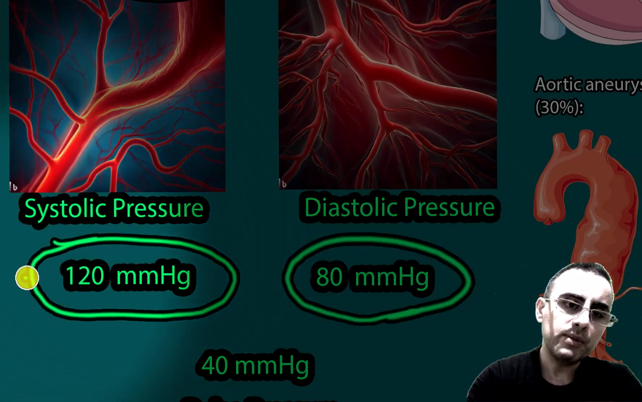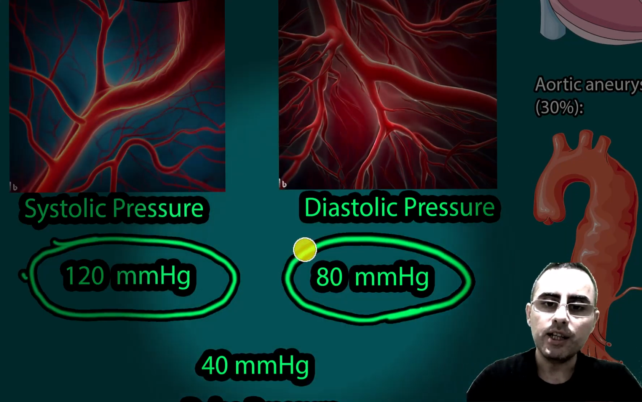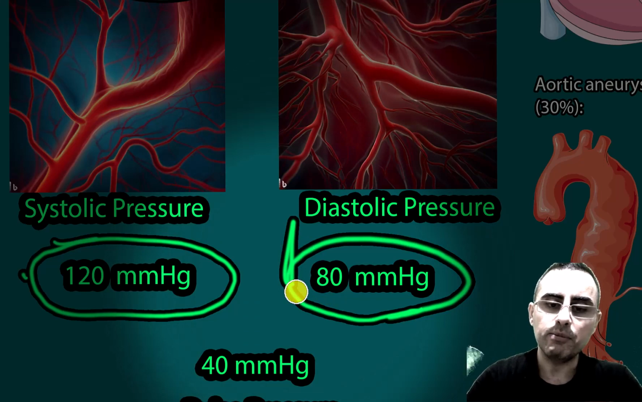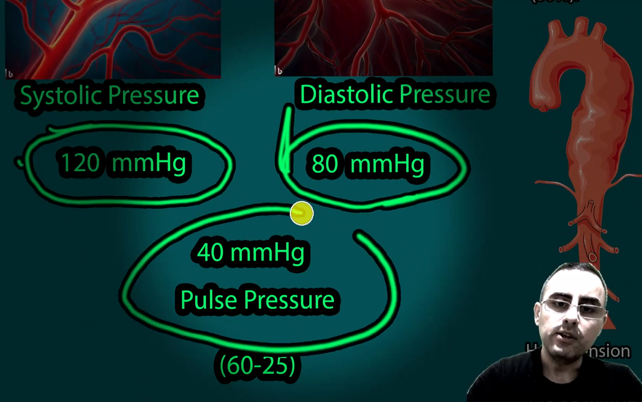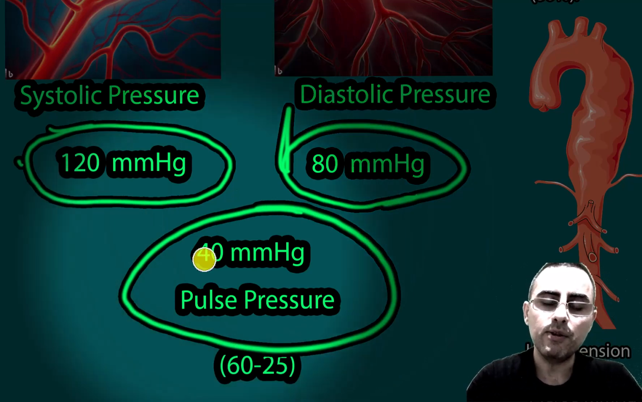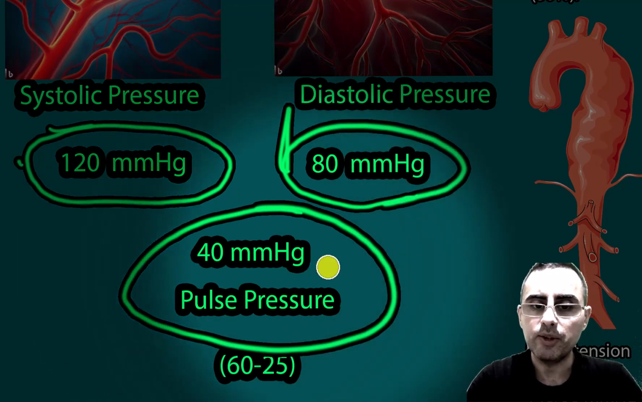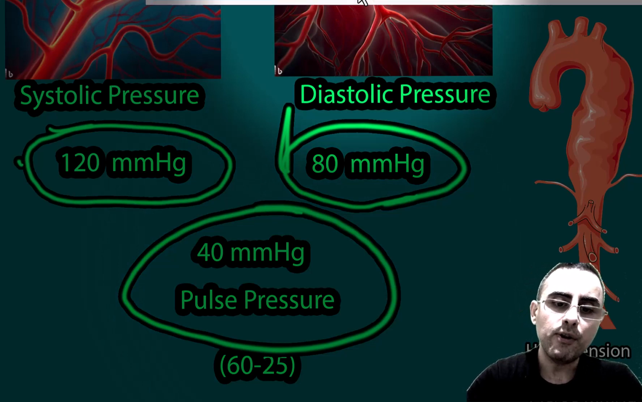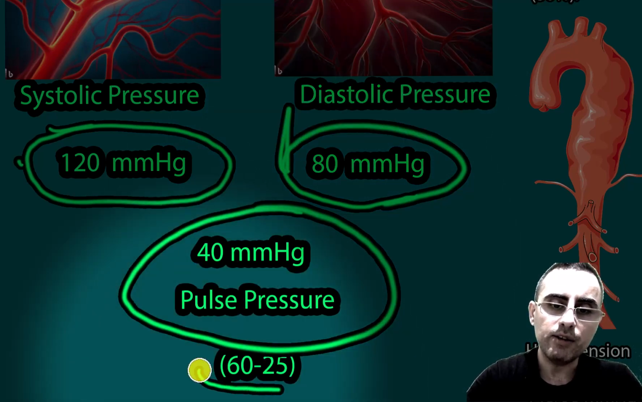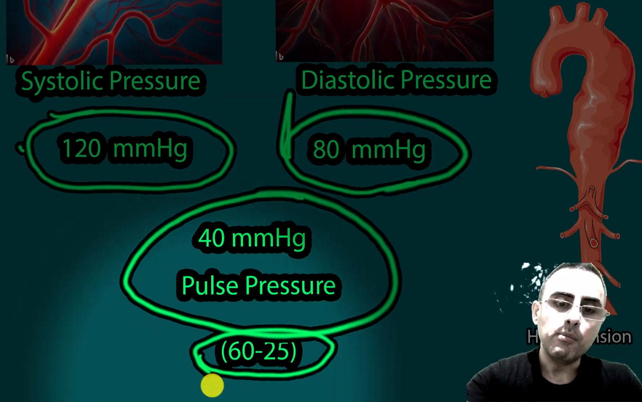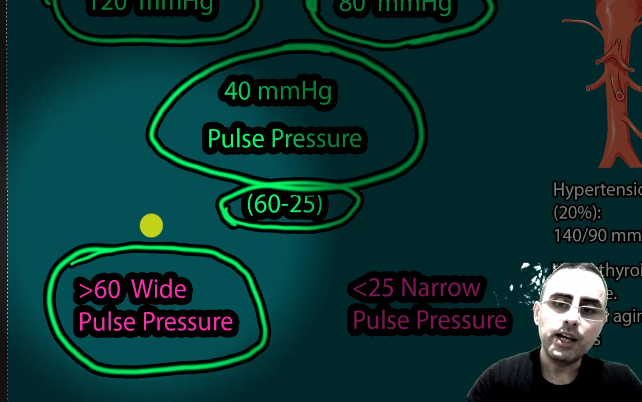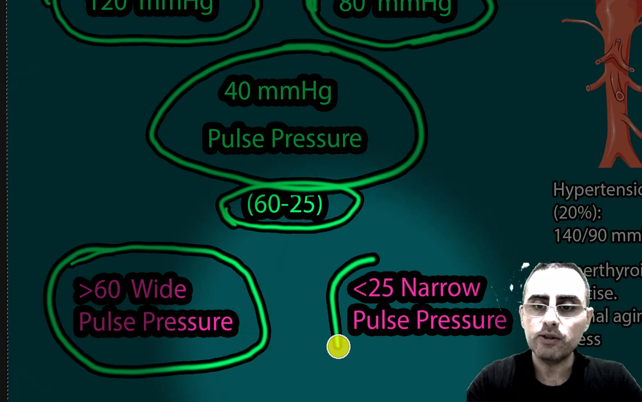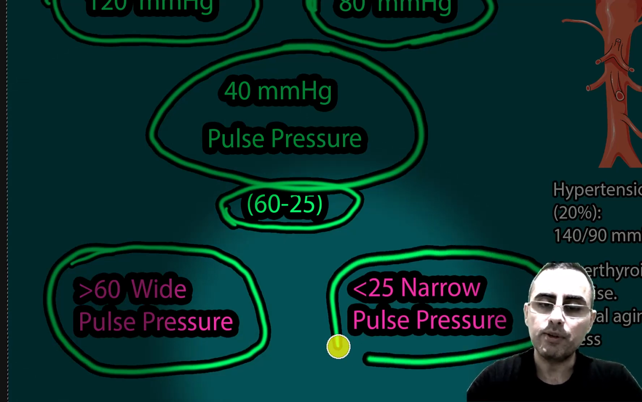The first measurement is called systolic pressure, the second measurement is called diastolic pressure, and the difference between them is pulse pressure. Normal pulse pressure is around 40 mmHg. It can be from 60 to 25. More than 60 is called wide pulse pressure, and less than 25 is called narrow pulse pressure.